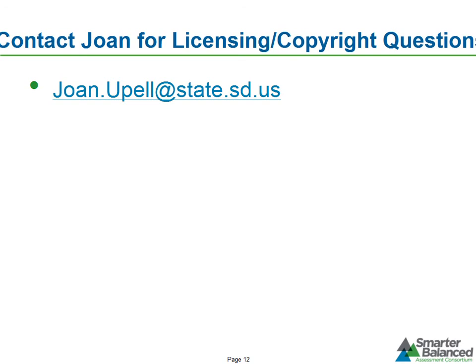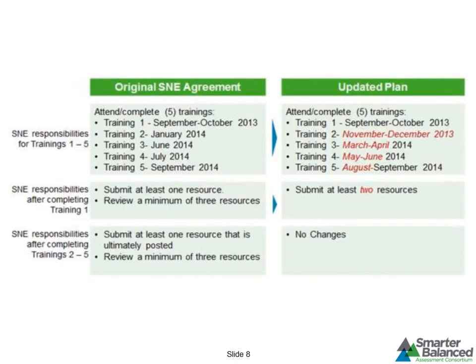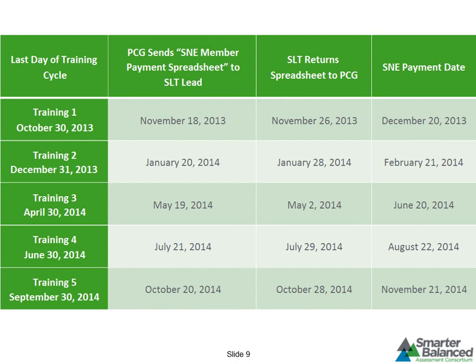All right, I've got another question. Do we have to fill out and submit our own vouchers for payment? Good question. So I'm just going to pull up a document right now. Okay, so this document right here, this first column just says S&E members payment spreadsheet to SLT lead. So someone will send me the spreadsheet, and then the next column is SLT return spreadsheet to PCG.